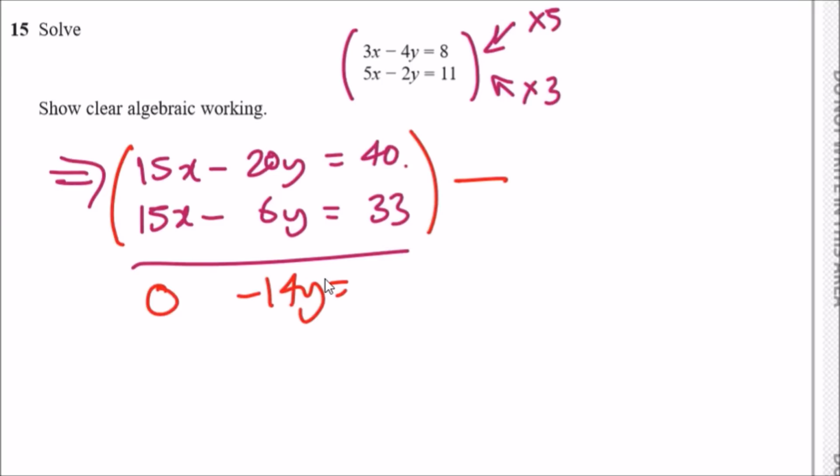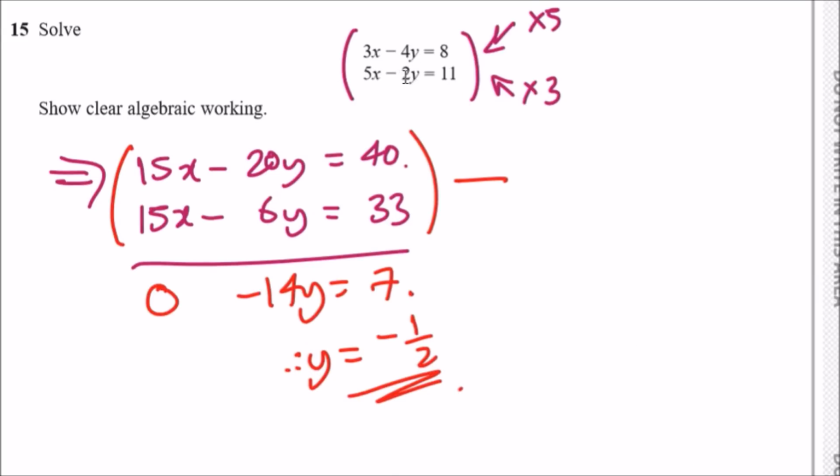Now finally, 40 take away 33 is 7. And there we have it. Now we just divide minus 14 across, and we should have y equals minus 7 over 14, or minus half. Easy. Now, all you have to do here is literally smash this into either one of these equations. I'm going to pick the second.